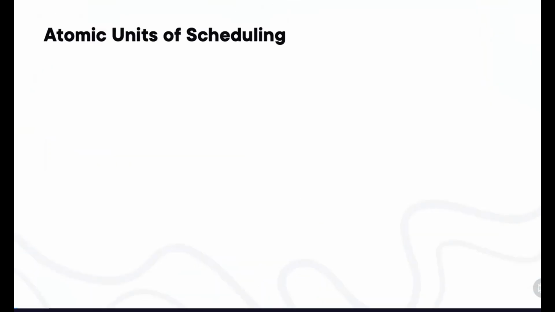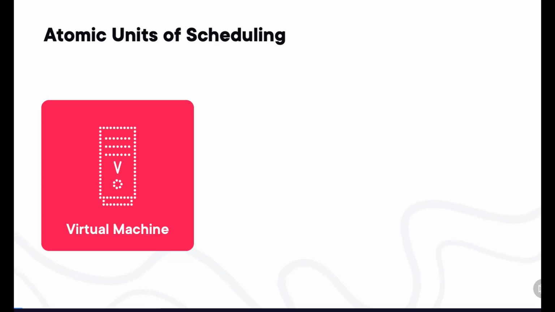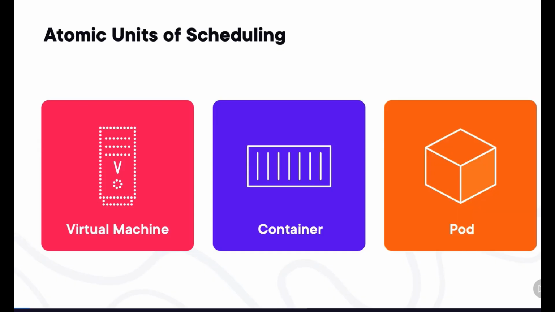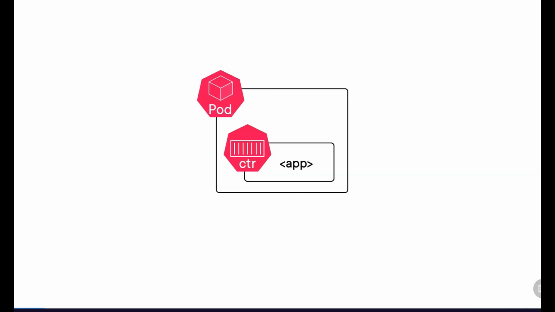Right, in the VMware world, the atomic unit of deployment is the virtual machine. In the Docker world, it's the container, and in the Kubernetes world, it is the pod. Now, let's be clear about this. Yes, Kubernetes orchestrates containers, only those containers must always run inside of pods. So, thou canst not deploy a container directly onto Kubernetes.